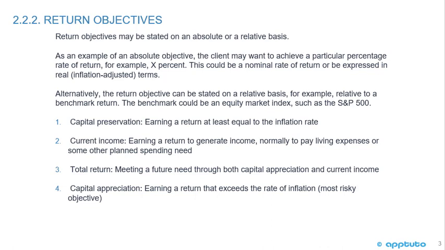Now, I've listed 4 return objectives that used to be stated explicitly in the CFA curriculum, no longer there, but I believe are still relevant. One is capital preservation. Earning a return at least equal to the inflation rate will conserve your capital. Current income, which is earning a return to generate income, normally to pay living expenses or some other planned spending need. Total return, meeting a future need through both capital appreciation and current income.